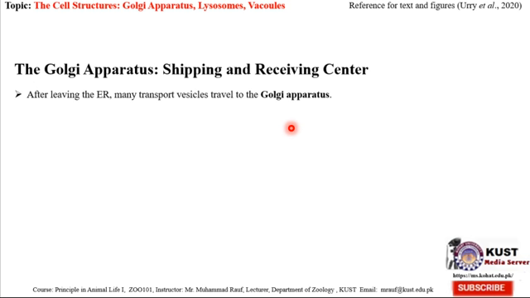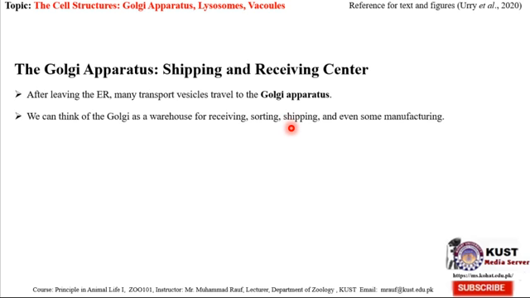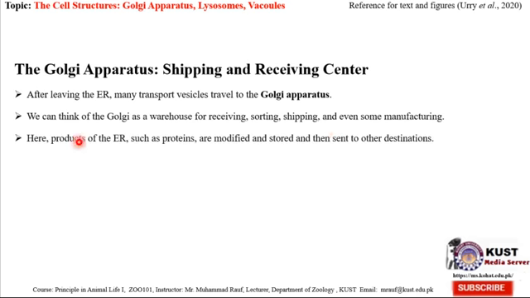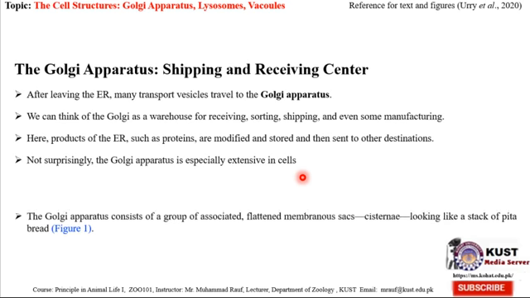Now, after the vesicles leave the endoplasmic reticulum, they find their way to the Golgi apparatus. We can think of Golgi as a warehouse for receiving, sorting, shipping, and even some manufacturing. So all these processes take place within the Golgi bodies. Here, products of the endoplasmic reticulum, such as proteins, are modified and stored and then sent to other destinations. Not surprisingly, the Golgi apparatus is especially extensive in cells which are secretory in nature.